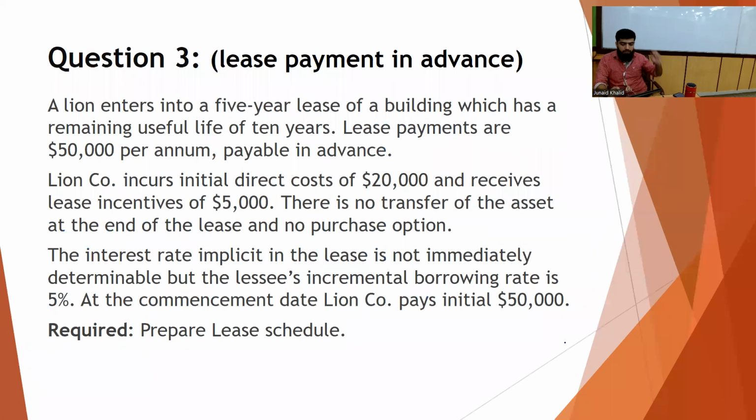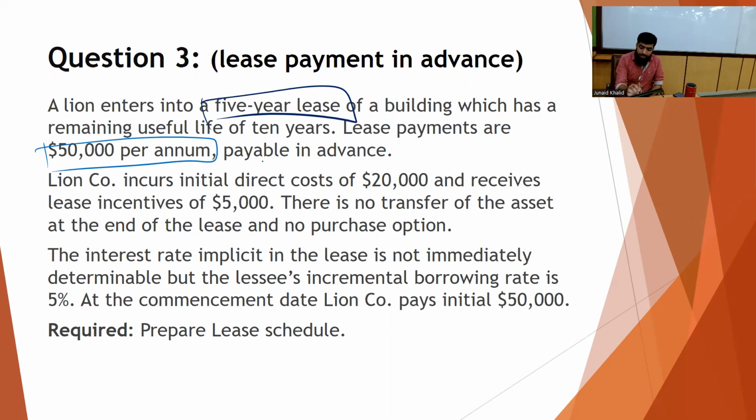Okay, now let's move on towards the next slide. Now if the lease payments are in advance, what would be the accounting procedure? What would be the change? Lion enters into a 5-year lease. Again, the lease term is for 5 years, and the remaining useful life is 10 years. These payments are $50,000 per annum payable in advance.